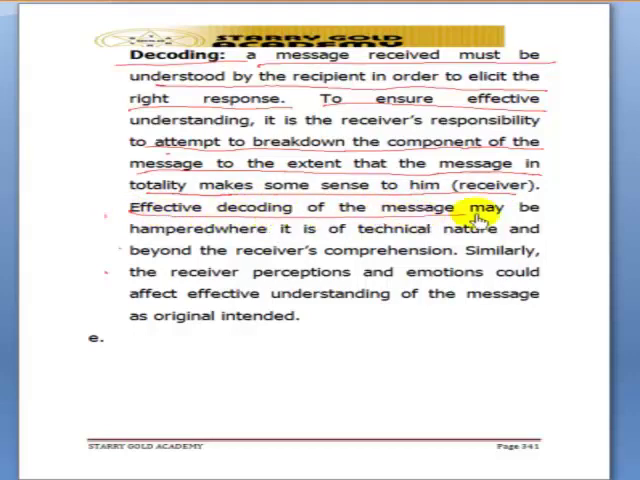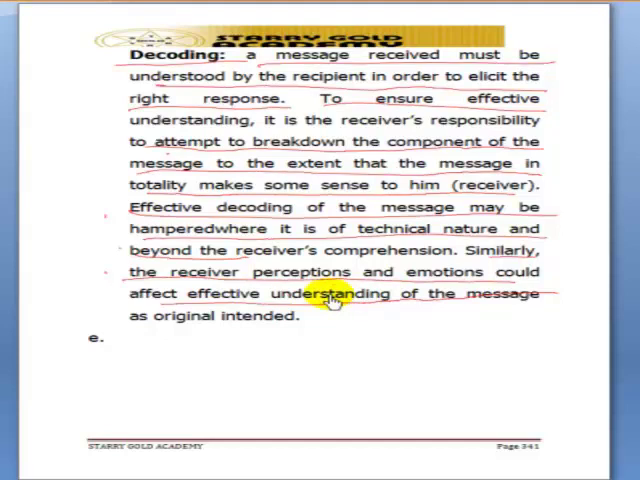Then we talk of effective decoding of the message, which may be hampered where it is of a technical nature and beyond. Similarly, the receiver's perceptions and emotions could affect understanding of the message. That's the decoding.